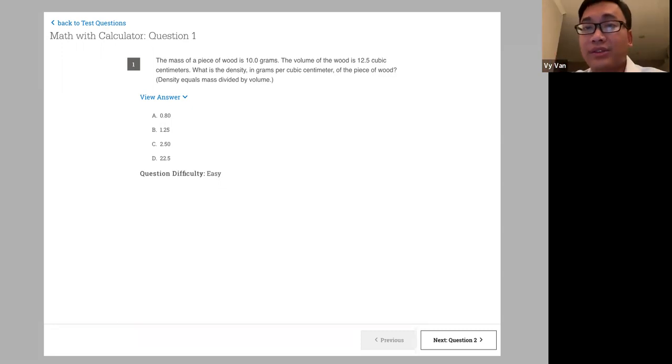Okay, so let's dive into this. Math with Calculator on the SAT has 38 questions. 30 of them are multiple choice and 8 of them are open response questions. Normally, number 1 through 10 are the easiest questions on the test, and so you don't want to spend too much time on these questions. You want to spend more time on questions 20 to 30.